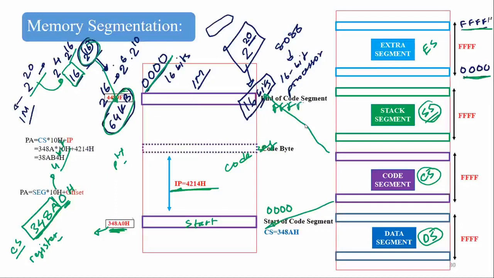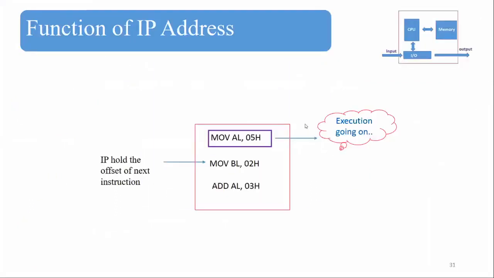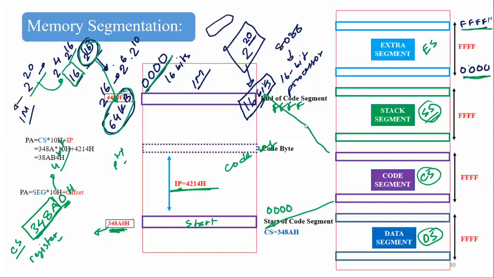Sir, I didn't get IP. Okay, just a minute. I have said that each of these segments will start from 0000 and end at FFFF. So you have the physical address, and you have the code segment register, which has the upper 4 hex digits of the physical address.